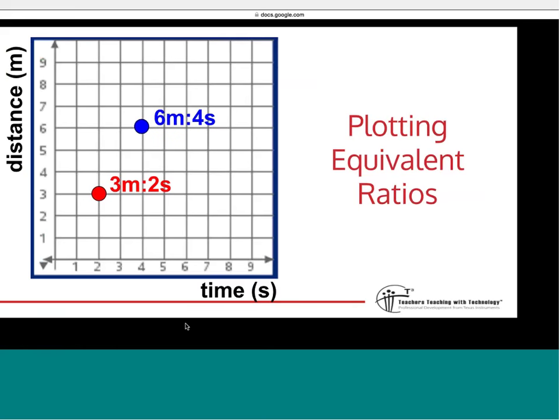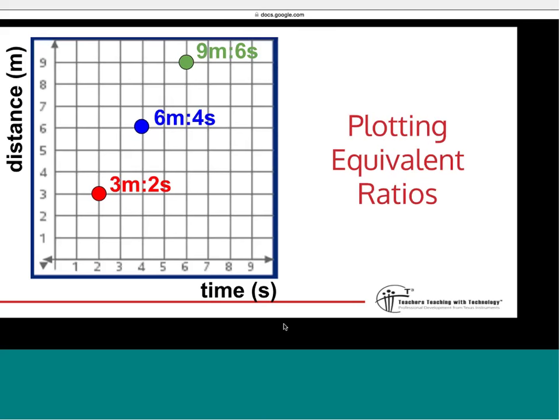Perfect. So here's one. Here's the location for that particular ratio, 6 meters in 4 seconds. And then I guess another equivalent ratio we had for this situation was that Tam could go 9 meters in 6 seconds. So we could plot that equivalent ratio as this particular point as well. So here we've plotted 3 equivalent ratios on this coordinate plane.